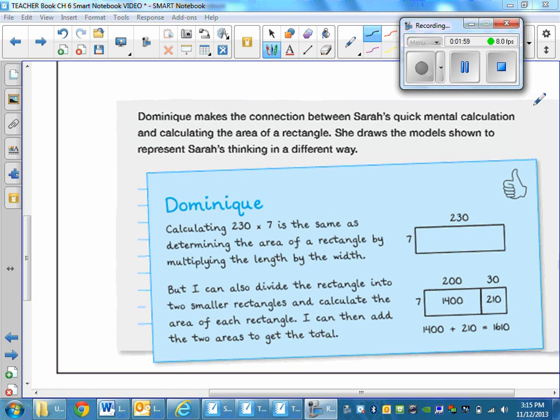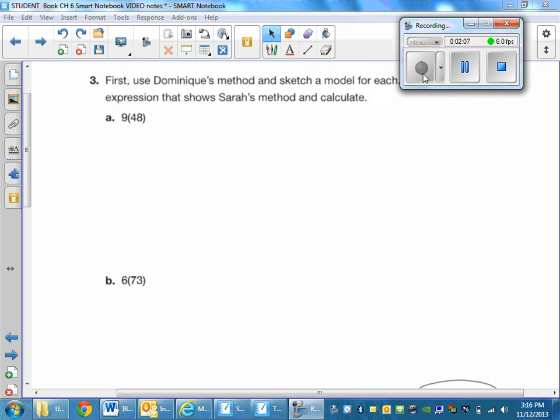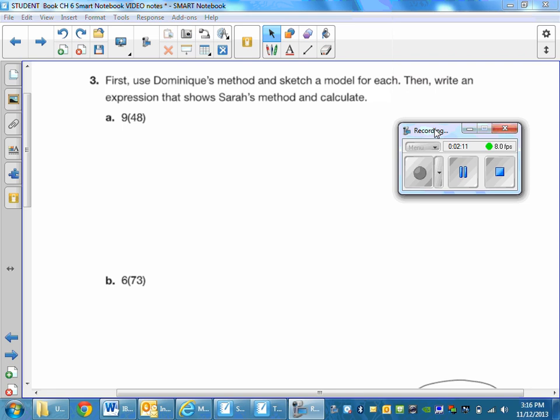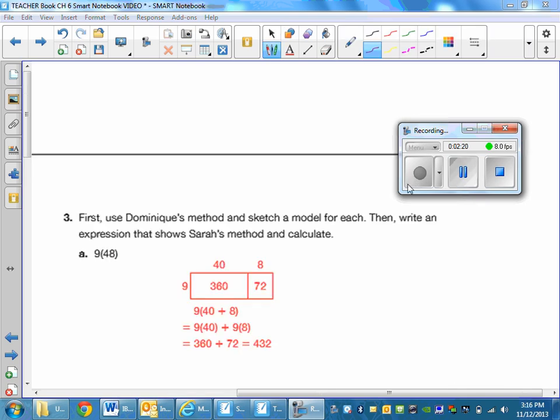Alright, please read below and identify with Dominic, and then press play when you're ready after you compare the different models. Alright, so now number 3 is going to relate to the model that you just read about. So first use Dominic's method and sketch a model for each. Then write an expression that shows Sarah's method and calculate. Alright, so what they're asking us to do is both ways.